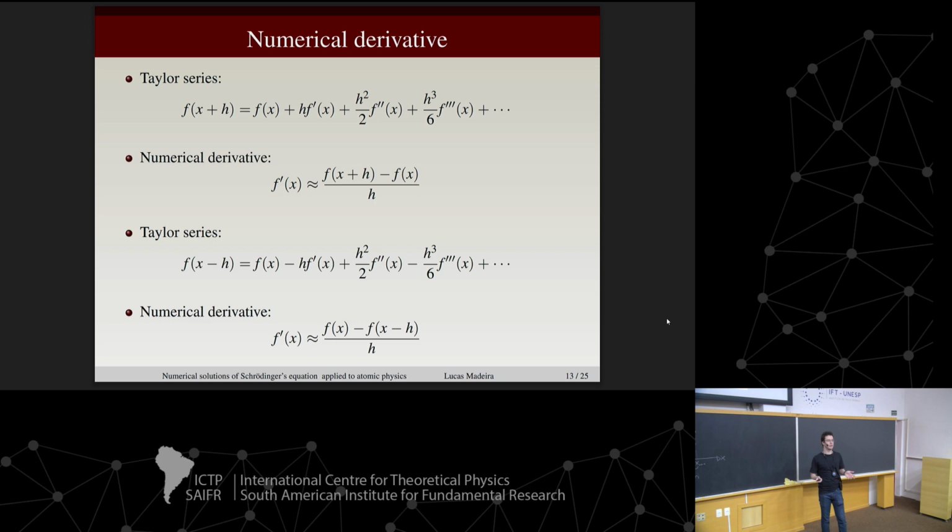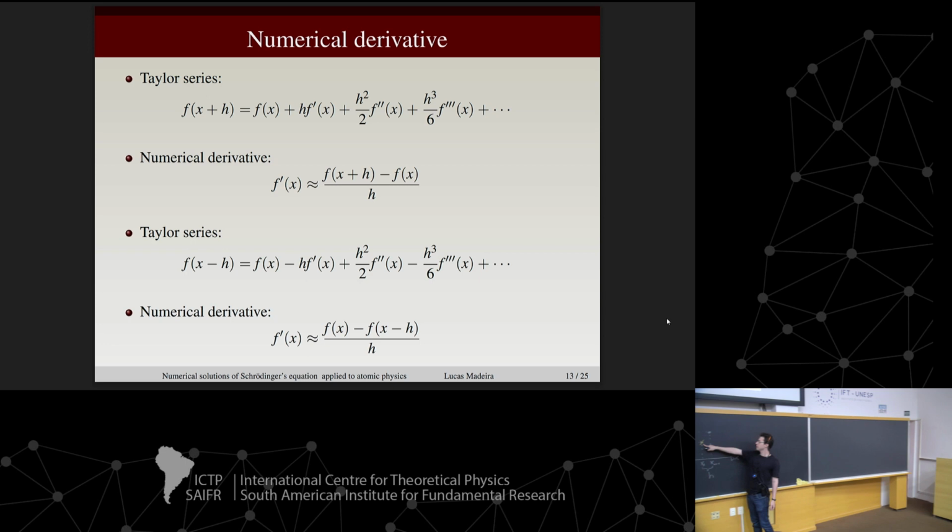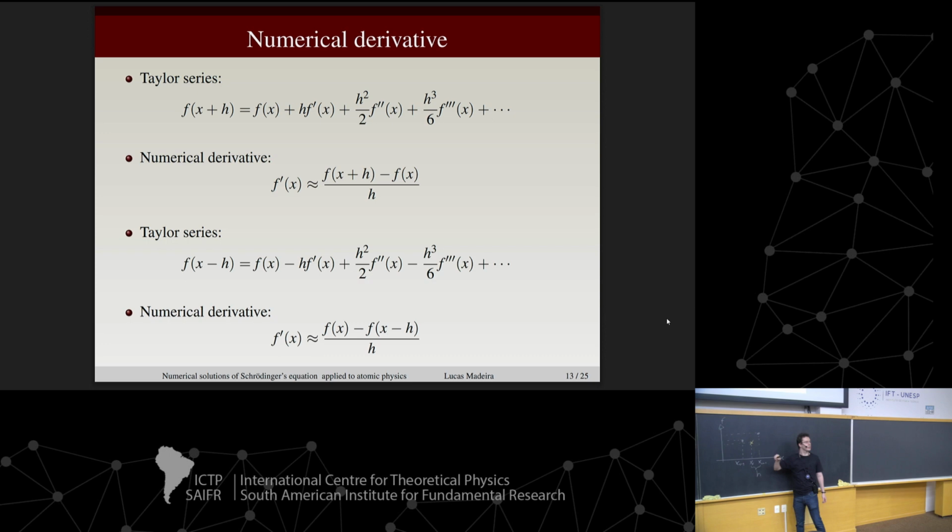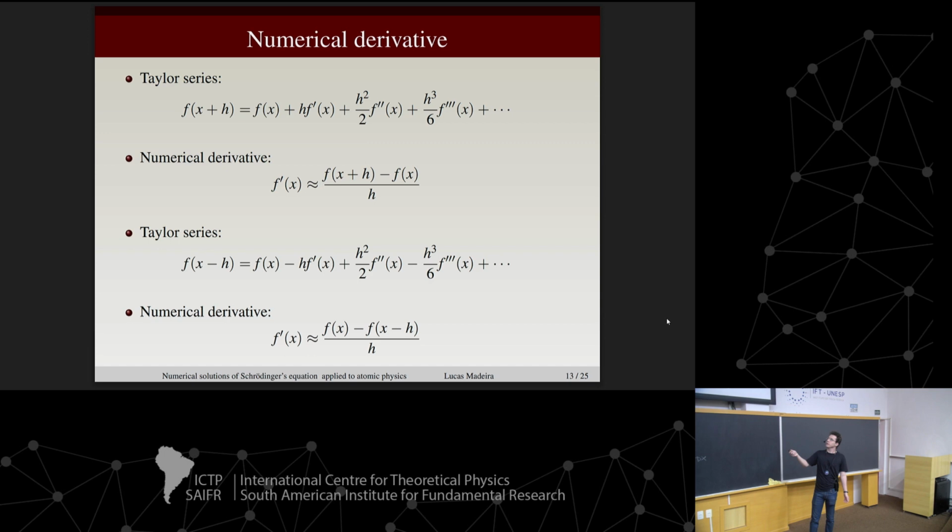There's nothing special about the next point if I want to know the derivative here. I could look at the previous point too, and that would work as well. So I do the Taylor series now for x minus this small quantity, and then I do the same procedure. I throw away everything with h squared and higher orders, and I get this approximation for the first numerical derivative. Okay? Yes.